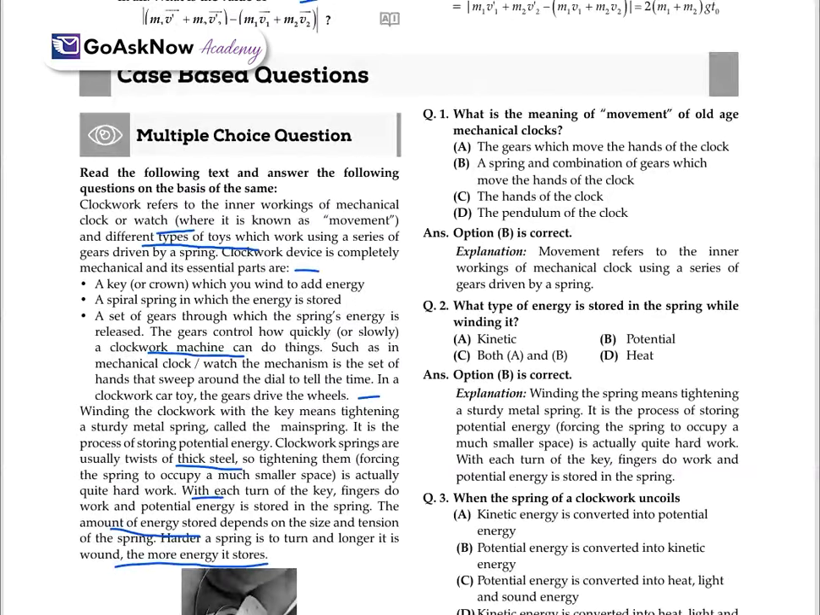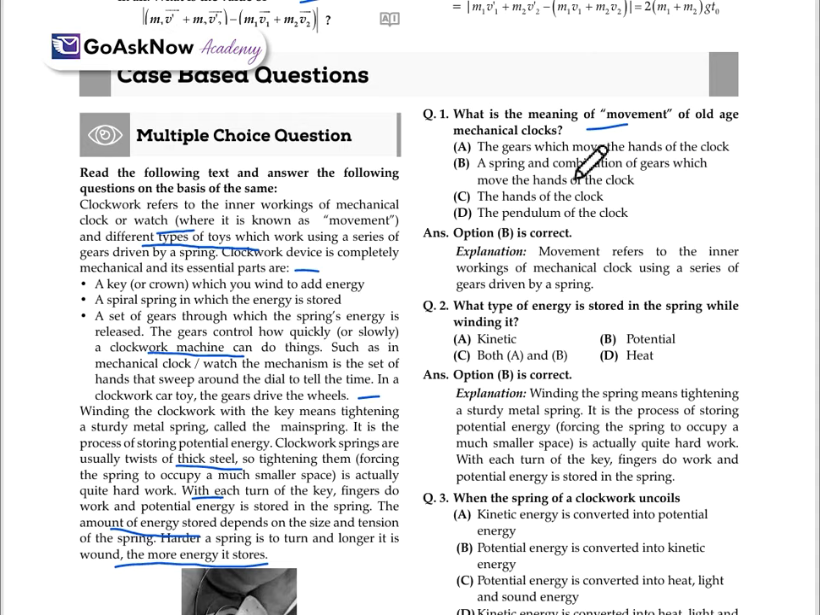So this is the case, very clearly, with all the things mentioned. Now on the basis of that we will have to answer. What is the meaning of movement in old-age mechanical clocks? Here we have four options: the gears which move the hands of the clock, a spring and the combination of gears which move the hands of the clock, the hands of the clock, or the pendulum clock.